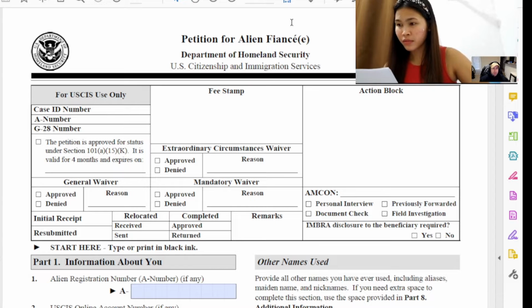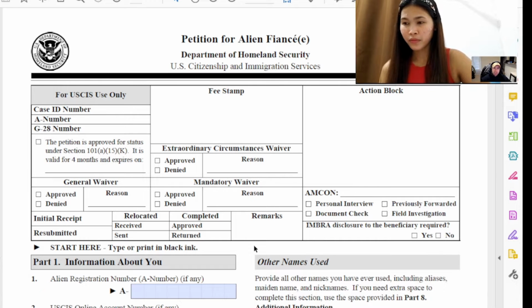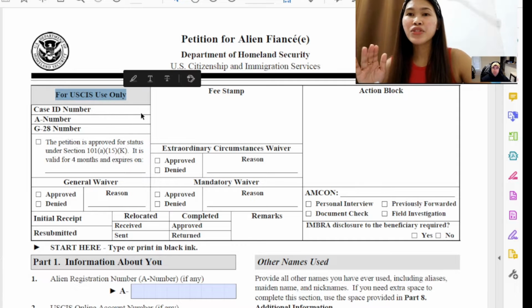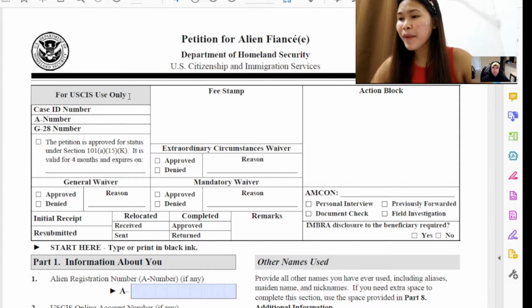All right, babe, we're gonna start. So we're gonna come over here. All of this top portion here is not for you to fill out, okay? It says for USCIS use only. Show them the expiration date because they need to get the updated one.